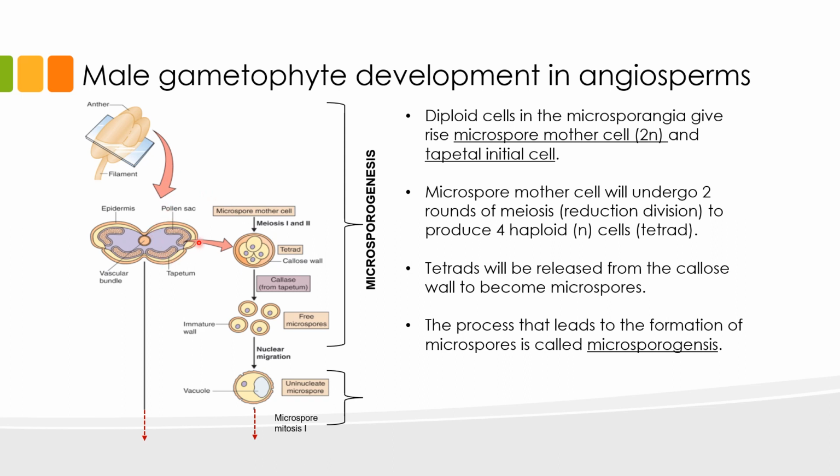More on that later. For now, I want you to remember that the whole process that we just described, beginning from the development of the 4 haploid cells from the microspore mother cell via meiosis, up to the release of these 4 microspores from the callose wall, as you can see right here, through the function of the callase enzyme, is called microsporogenesis.